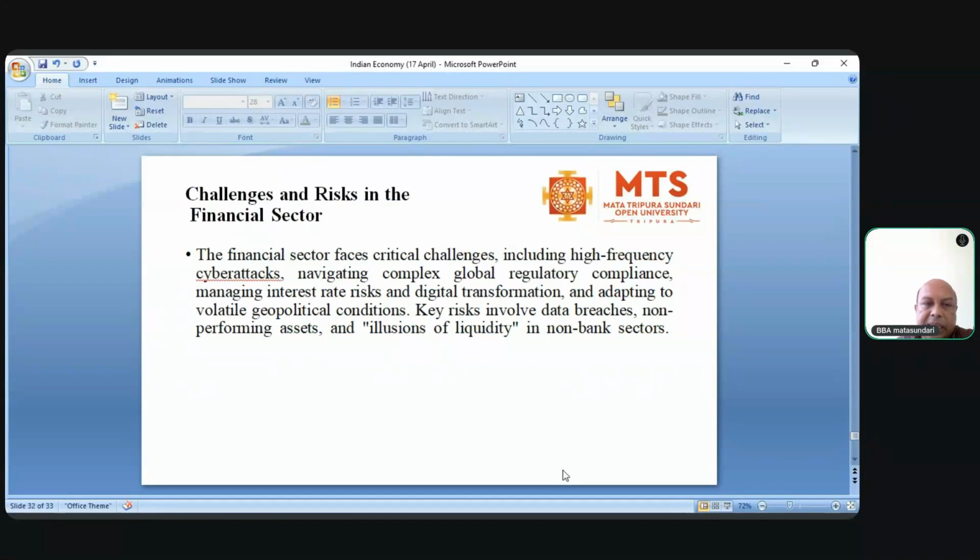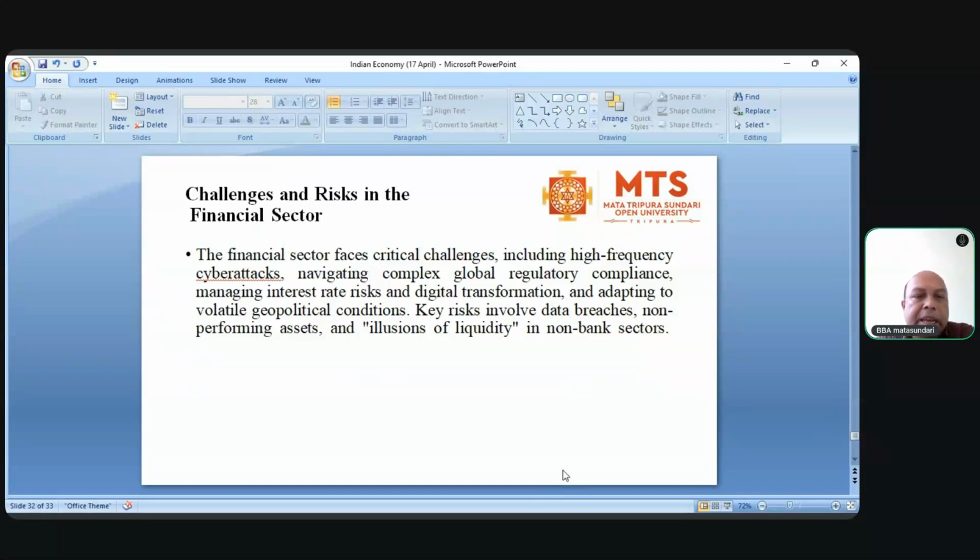Challenges and risks in the financial sector. So I am nearly at the end of this chapter. The last topic discusses the various types of challenges faced by the financial sector. In India, every sector is facing challenges. It may be agriculture, industry, or the service sector. At the same time, the financial sector is also facing challenges.